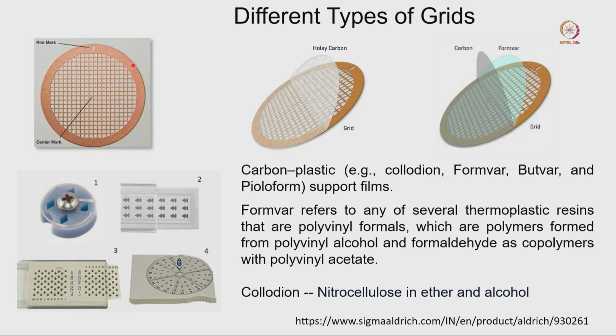metal bar, and this part will help you to hold the grid, because the overall diameter of this grid is 3.05 mm, and the grids are very fragile. You have to handle them very gently, and these are the square areas where we can do our imaging. The normal grids I showed you last class may be commercially available, and those grids are already carbon coated or Formvar coated, or it may be an empty grid.